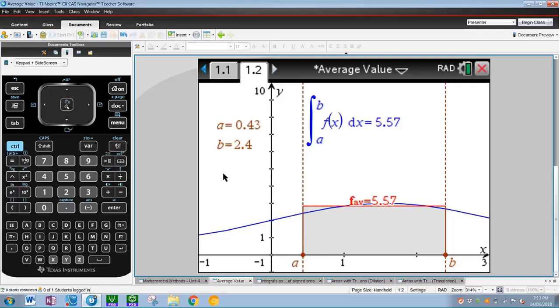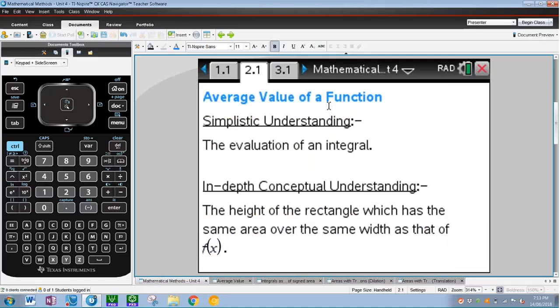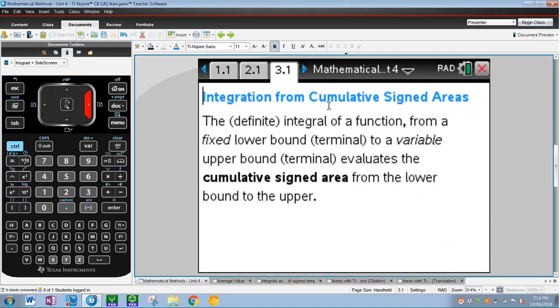Okay, so moving on from average value, the next concept I wanted to look at is integration, but measured as a cumulative signed area. What I'm going to demonstrate here is if you take the definite integral of a function and fix the lower bound, or the lower terminal, and then keep the upper terminal a variable number, then as you vary that upper terminal between a lower and an upper bound, that integral evaluates the cumulative signed area from the lower bound to the upper one.